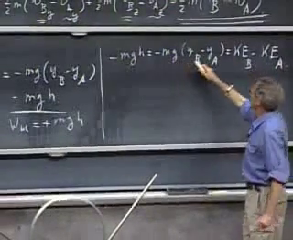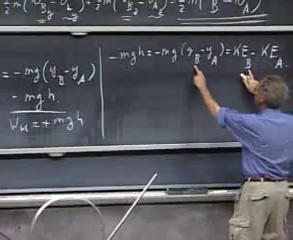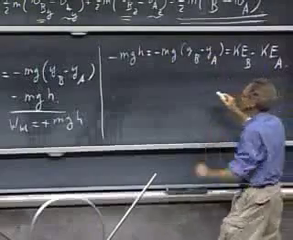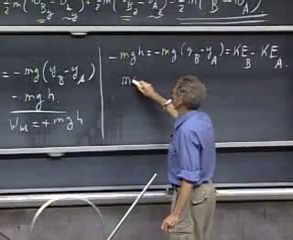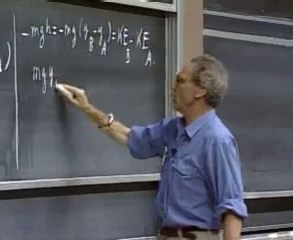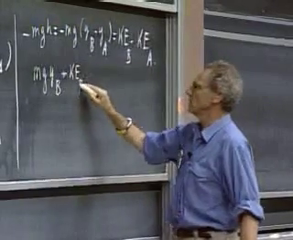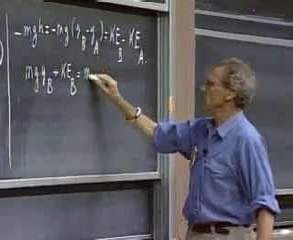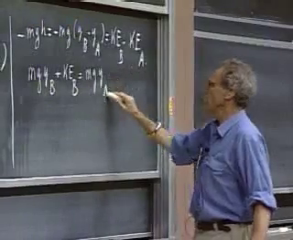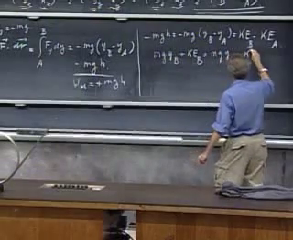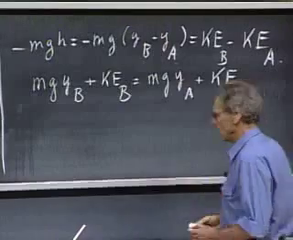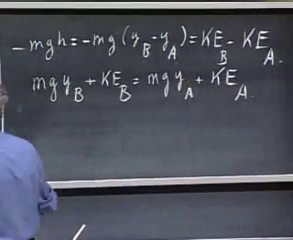Look closely here. I can rearrange this and I can bring the b's on one side. I can bring the a's on one side. I then get mg times y of b plus the kinetic energy at point B equals mg times y of a plus the kinetic energy at point A. And this is truly an amazing result.